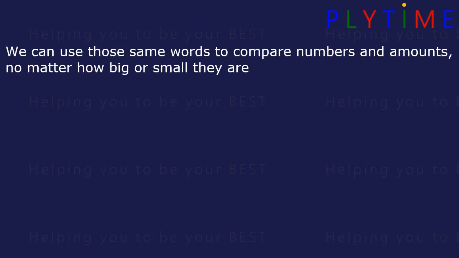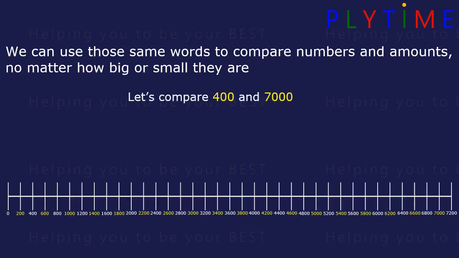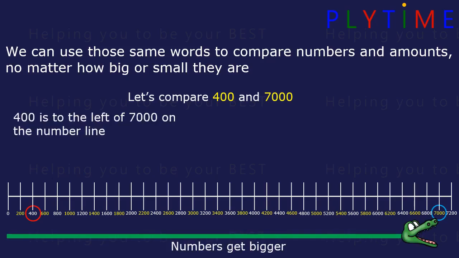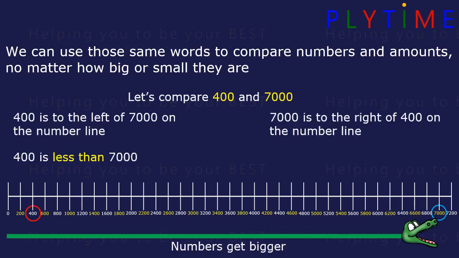We can use those same words to compare numbers and amounts no matter how big or small they are. Let's compare 400 and 7,000. 400 is here and 7,000 is here. The numbers get bigger and the hungry crocodile faces the bigger number. 400 is to the left of 7,000 on the number line. It's less than 7,000. 7,000 is to the right of 400 on the number line. It's more than 400.